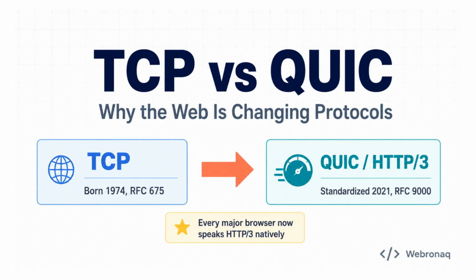The protocol your browser uses to fetch nearly every web page was designed in 1974, over 50 years ago. RFC 675 gave us TCP, and the core of that design has barely changed since. Now, a quiet but massive shift is underway.